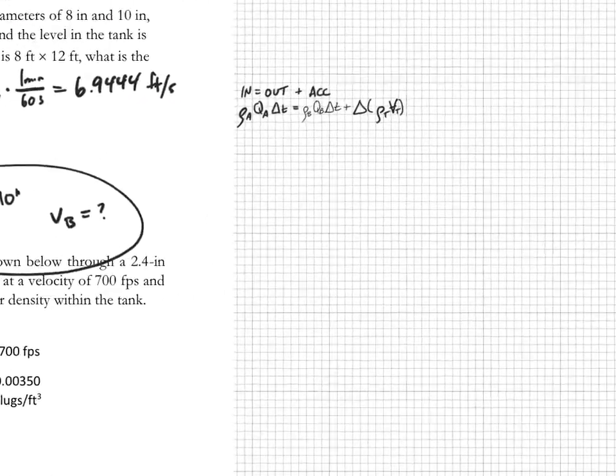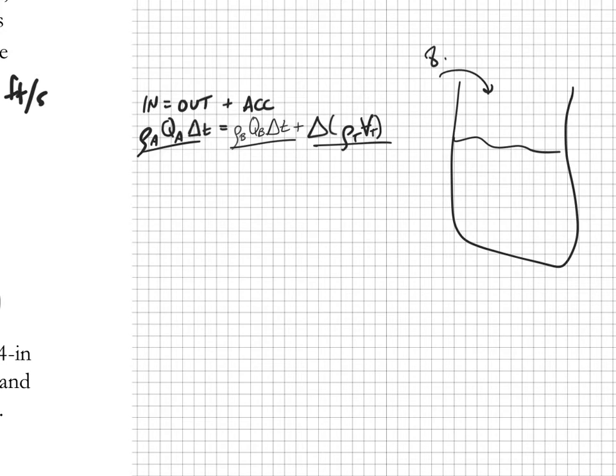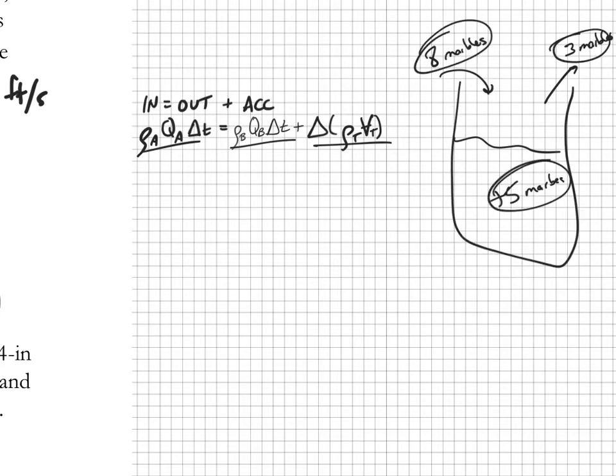So now we've got the mass flowing in equals the mass flowing out plus the accumulation. Or as I always like to think about it, marbles. I've got some number of marbles in here. I put in 8 marbles. I take out 3 marbles. How many have I accumulated? Well, I've accumulated plus 5 marbles. In equals out plus accumulation. But we're doing it with math now with all these crazy symbols.